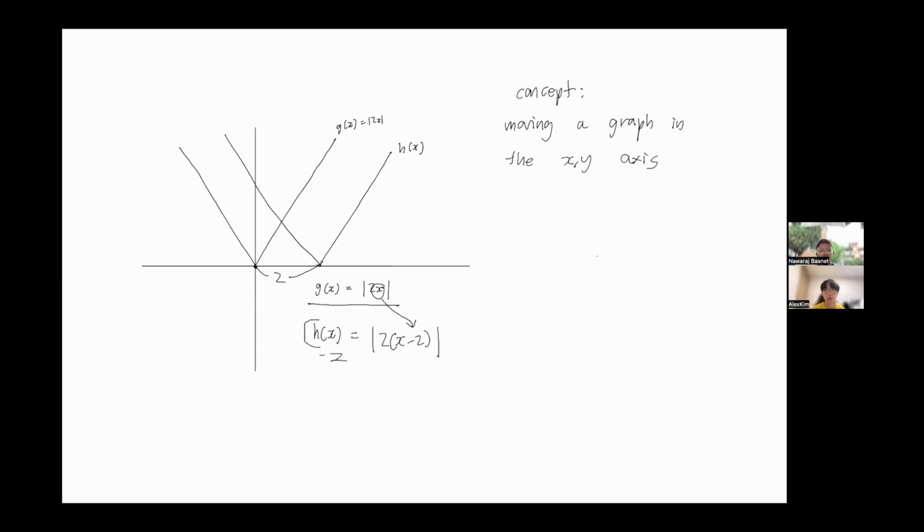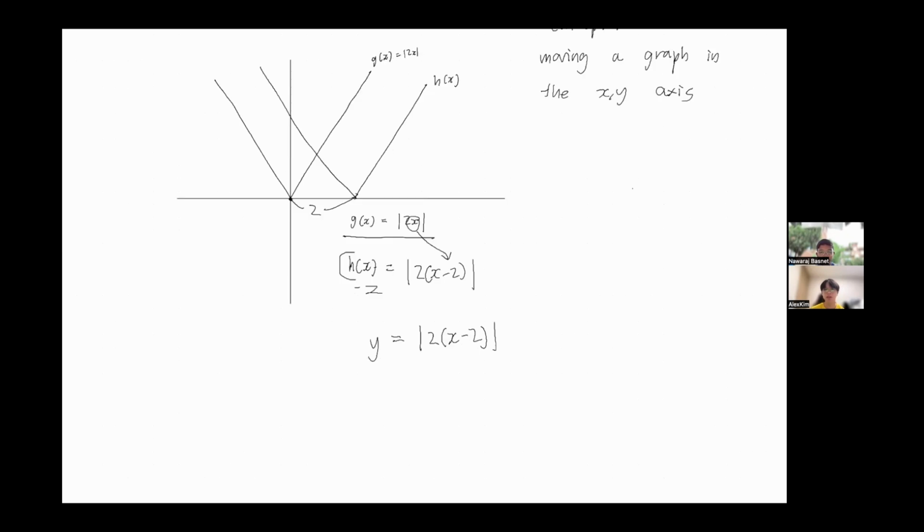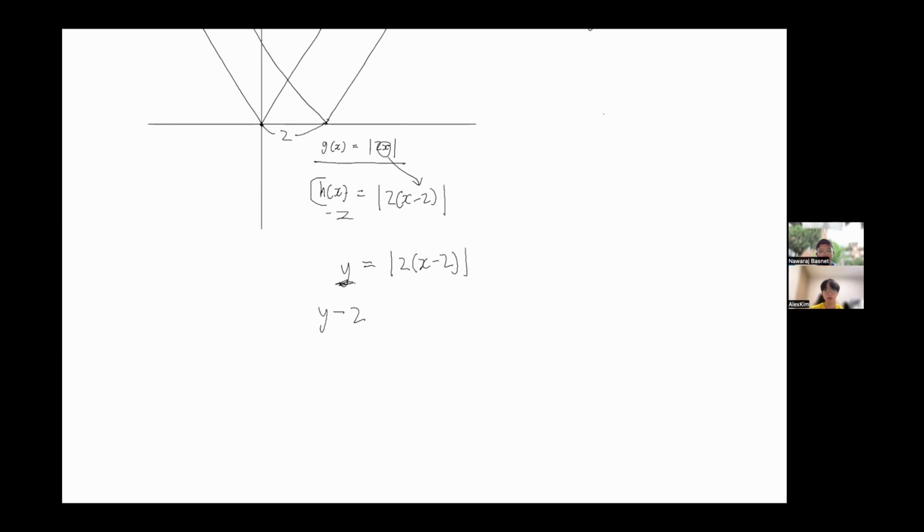So when we're moving in the y, technically this h(x) you can see as just y, right? Yes, sir. So for x, we replace the x with the minus of how much we moved it. We can do the same for the y part. So if we moved it, like you said, plus 2 in y, there'll be y minus how much we moved it, 2. And then we move this 2 to the right side to have y equals the absolute value of 2 times (x minus 2), plus 2.